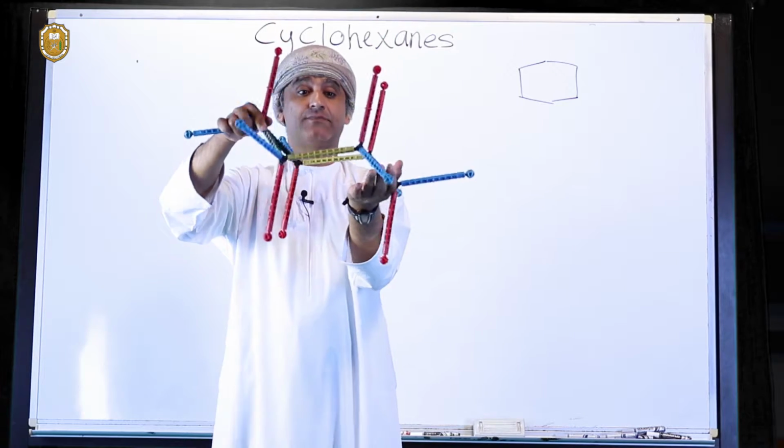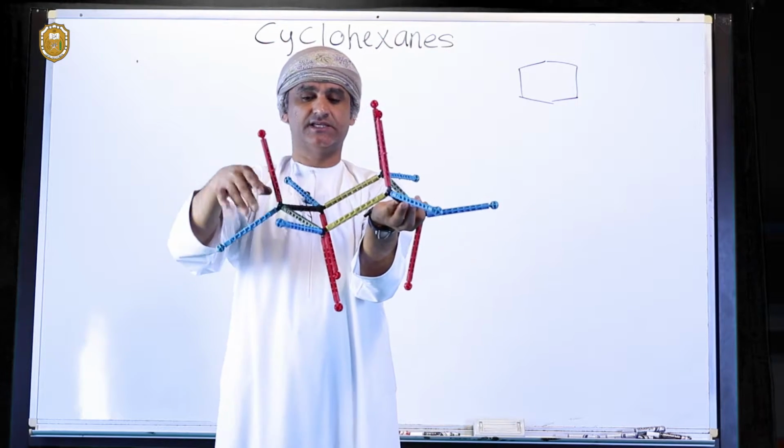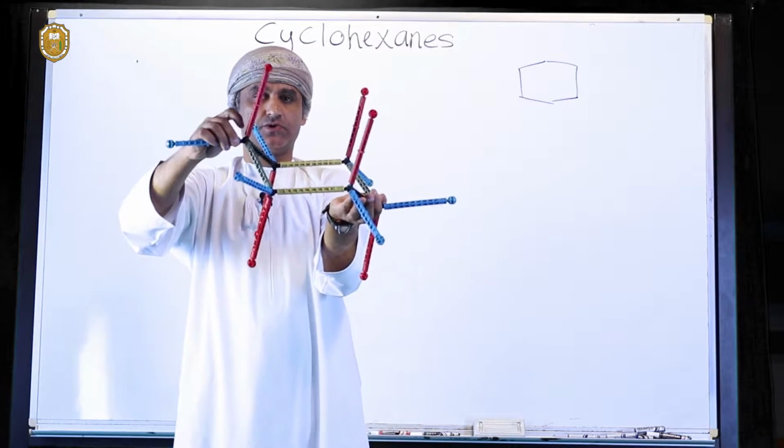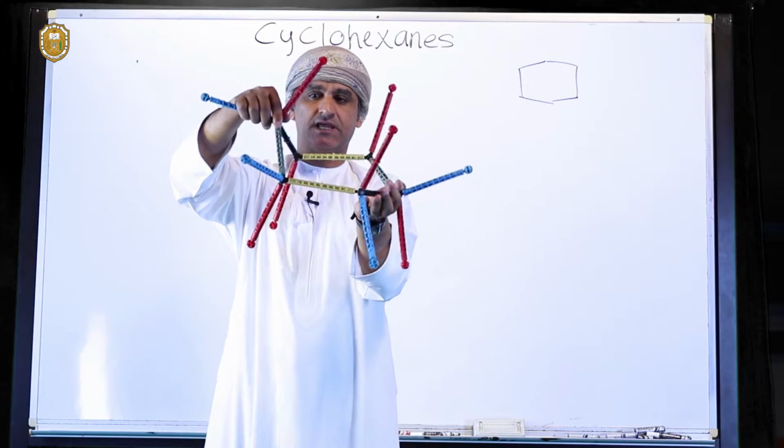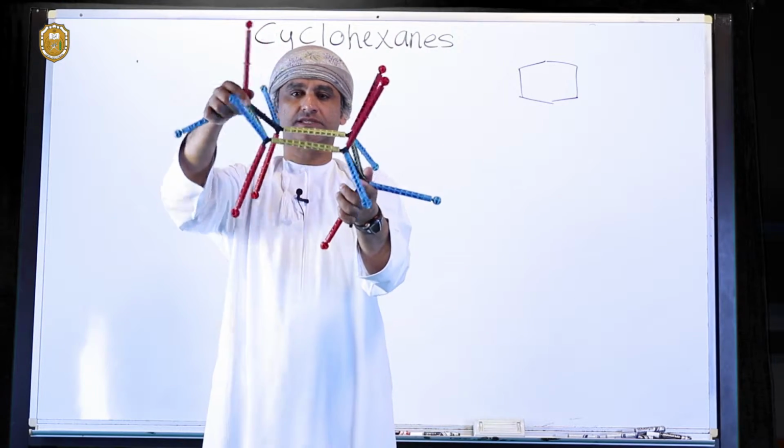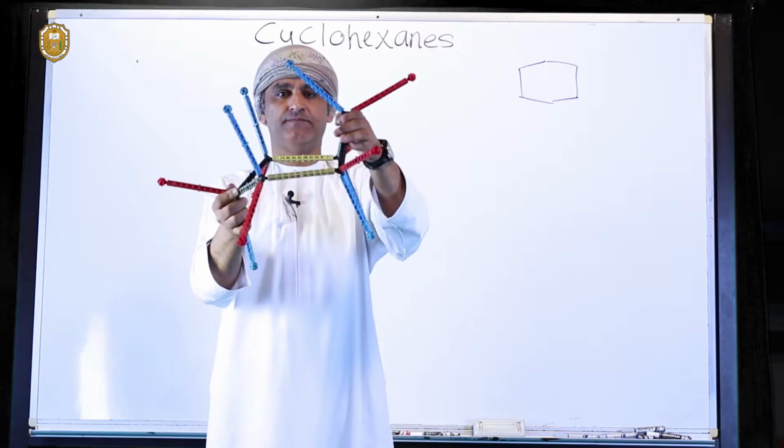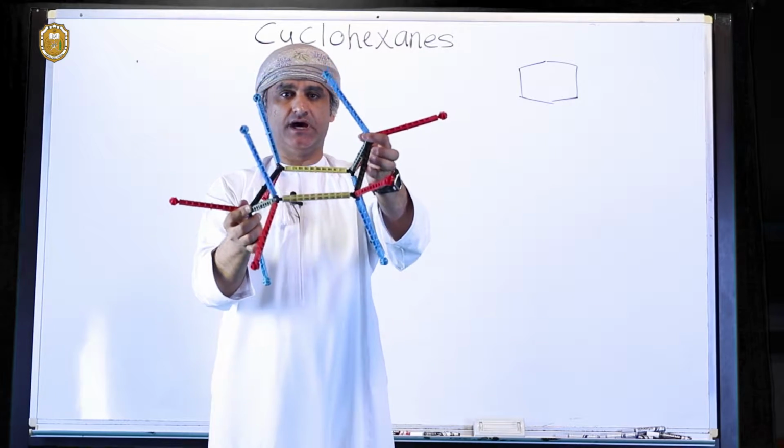So these 4 carbon atoms do not change basically. You only change or rotate around these carbons. If this is now up, you take it down and then you take this carbon up in order to get the other chair.